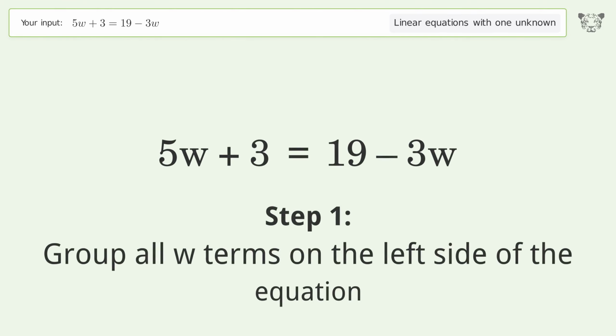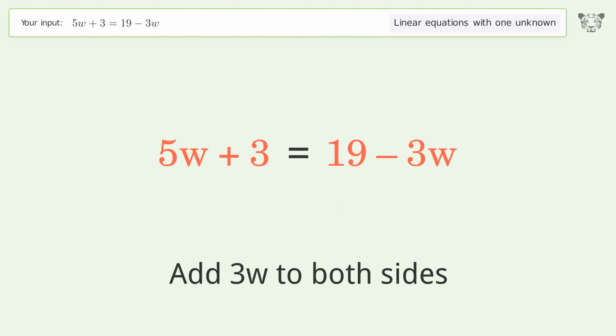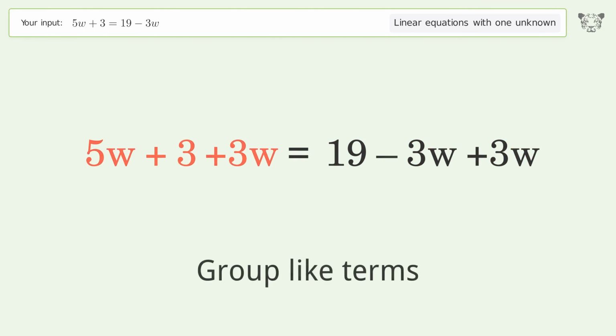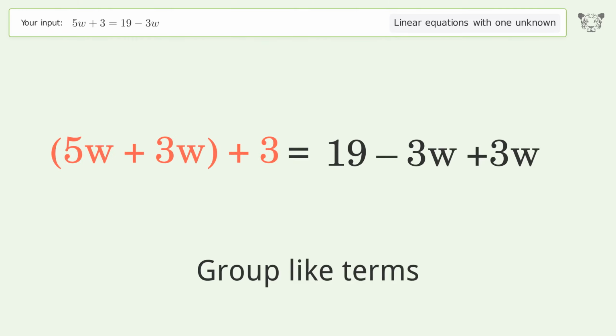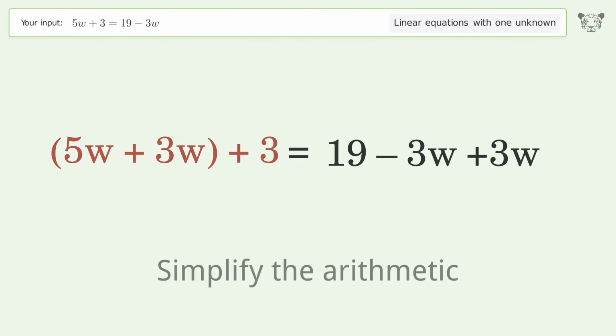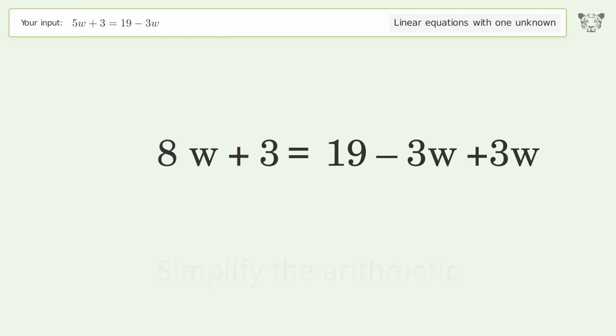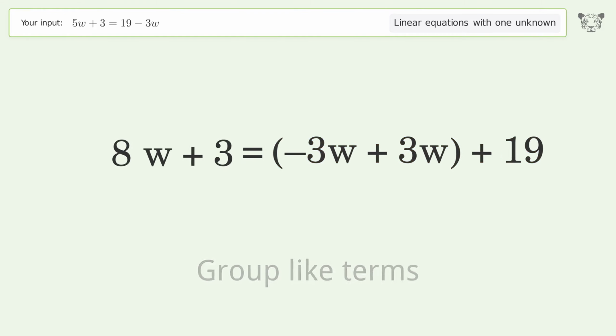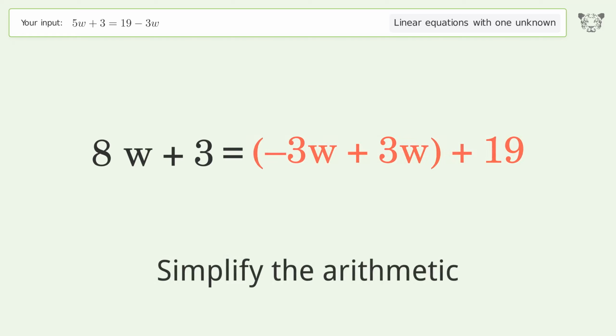Group all w terms on the left side of the equation. Add 3w to both sides. Group like terms. Simplify the arithmetic. Group like terms. Simplify the arithmetic.